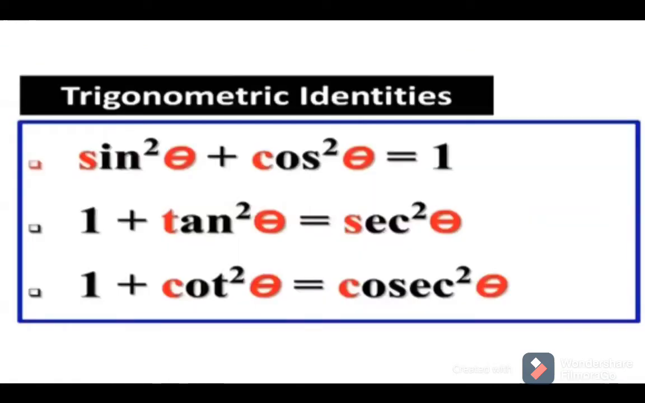And the last thing you have to keep in mind is trigonometric identities. Sin square theta plus cos square theta is equal to 1. 1 plus tan square theta is equal to sec square theta. 1 plus cot square theta is equal to cosec square theta.